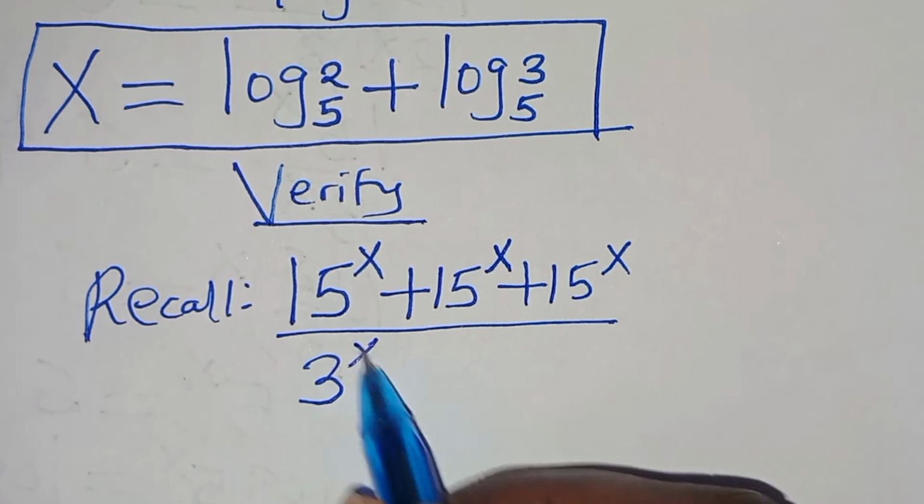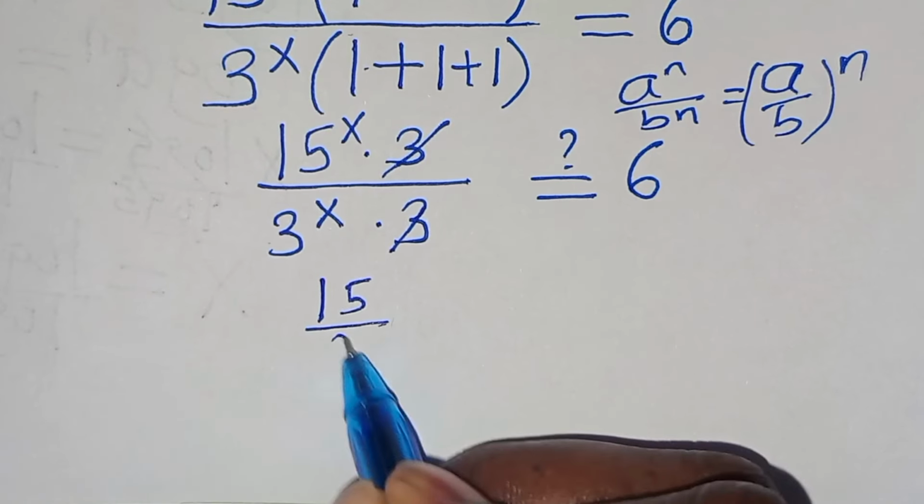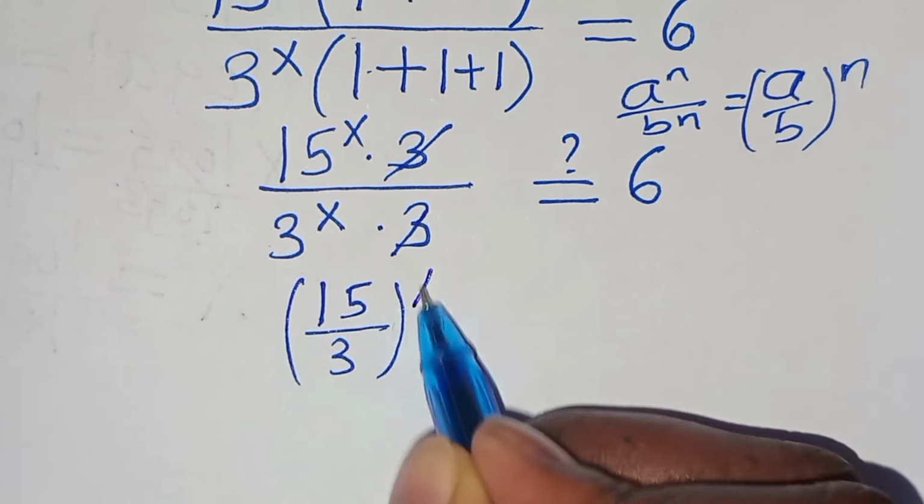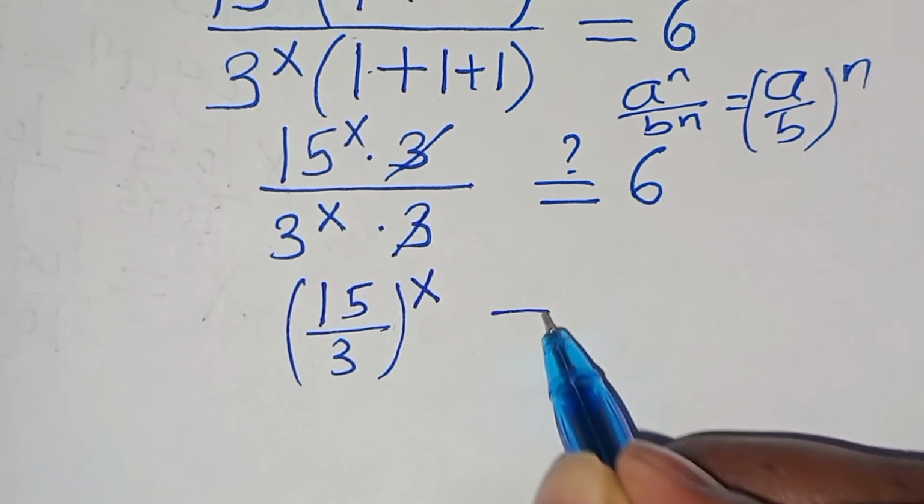From here, this is in the form of a to the power of n divided by b to the power of n, and this is the same thing as a over b raised to the power of n. So therefore, we have 15 over 3 raised to the power of x. This should give us a value of 6. So from here, 15 divided by 3 is 5. So we have 5 to the power of x. This is supposed to give us a value of 6.